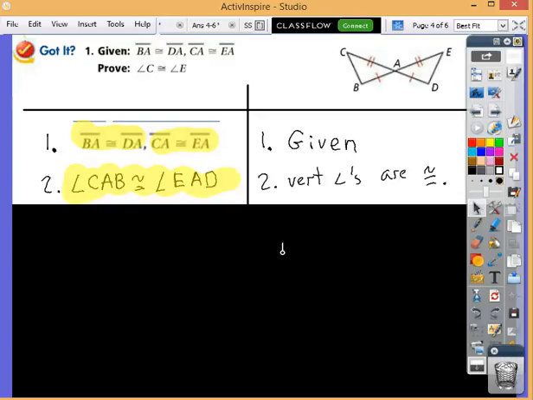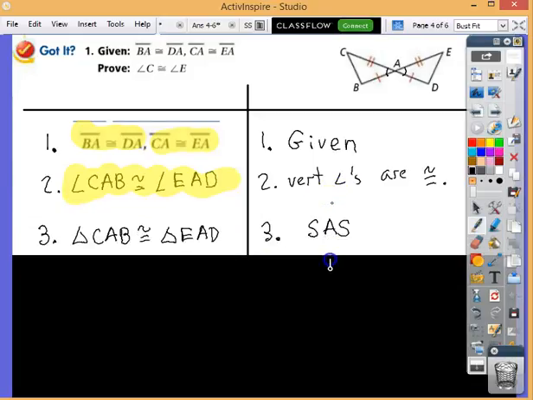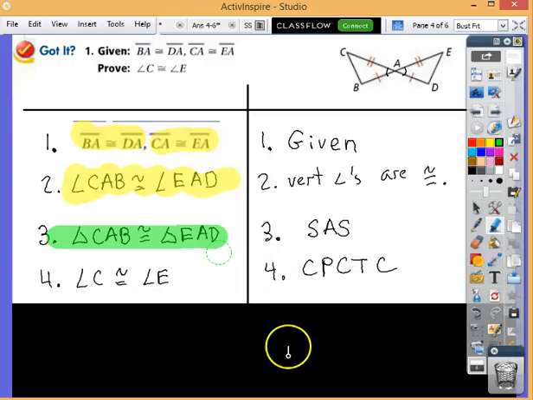So once you say it, you can go ahead and mark it on the drawing. So that's what I'm going to do. And now that the vertical angles are congruent, we can see that the two triangles are congruent by side, angle, side. So once we've made this statement right here, that two triangles are congruent, we can now use CP/CTC to talk about any of the other corresponding parts. And that's exactly what I'm going to do. I'm going to say that angle C is congruent to angle E by CP/CTC.